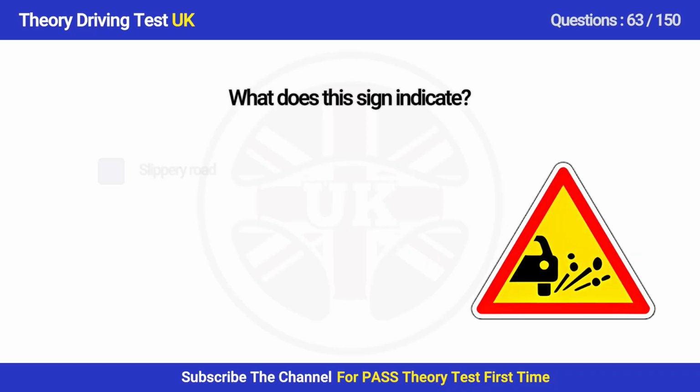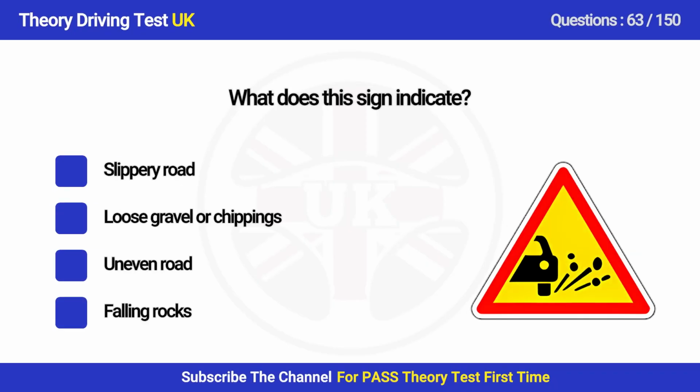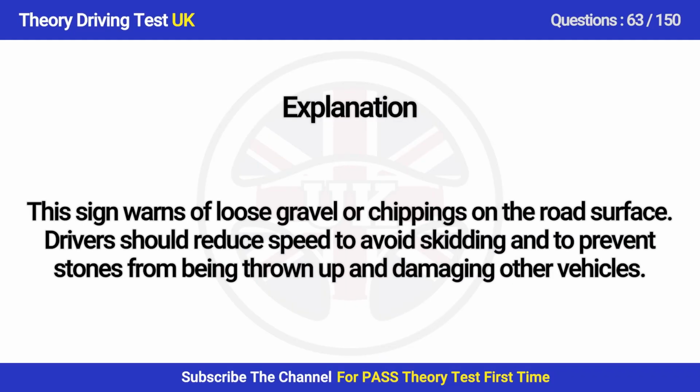Question 63. What does this sign indicate? A. Slippery road. B. Loose gravel or chippings. C. Uneven road. D. Falling rocks. Answer is B. Loose gravel or chippings. This sign warns of loose gravel or chippings on the road surface. Drivers should reduce speed to avoid skidding and to prevent stones from being thrown up and damaging other vehicles.